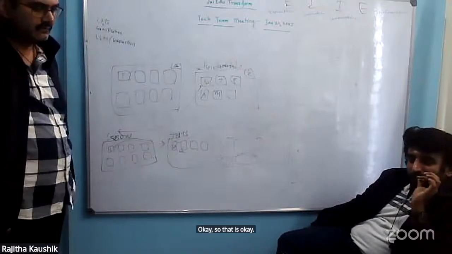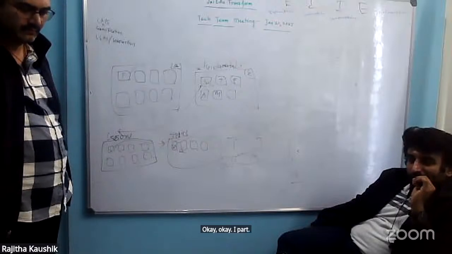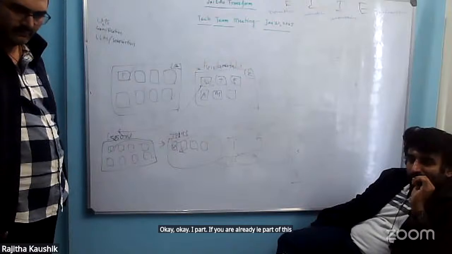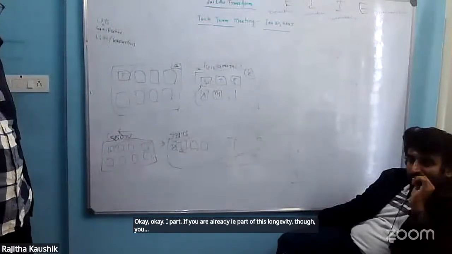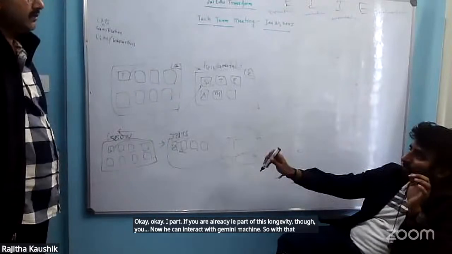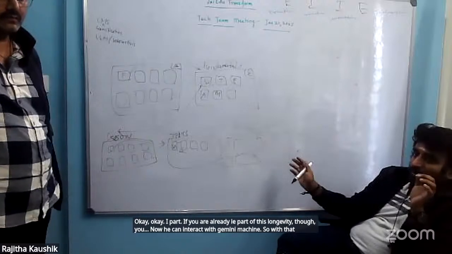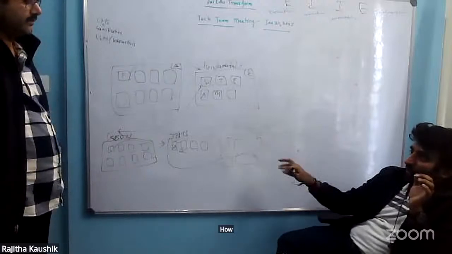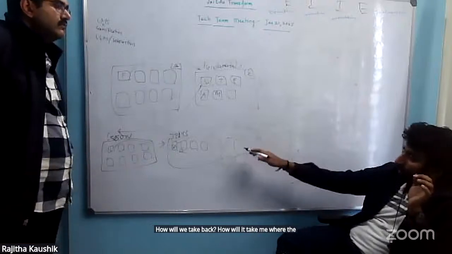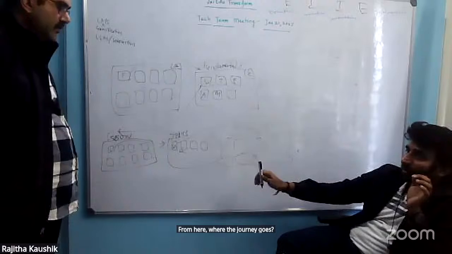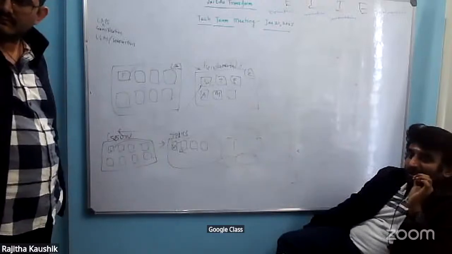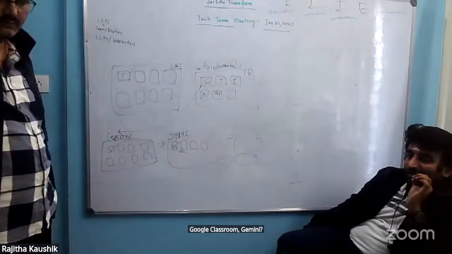For the next part, we have given Gemini. Now he can interact with Gemini Vision. Correct. That will not come in Google Classroom; that's out of the Google Classroom. But how will we take the child back? What's the journey? Gemini will not see the classroom content, unless data is fed to Gemini.